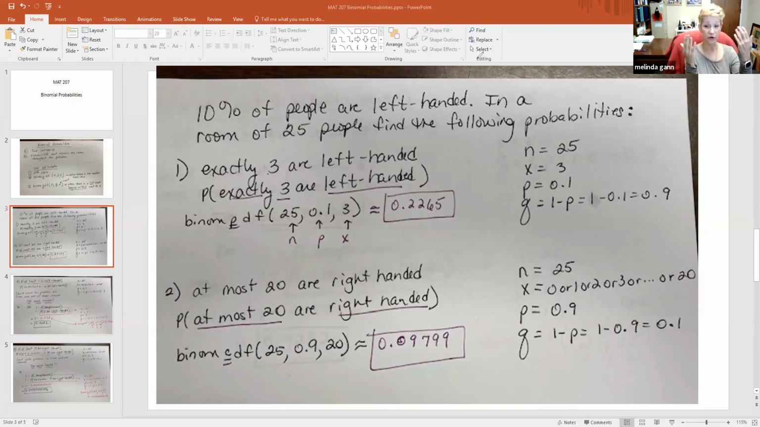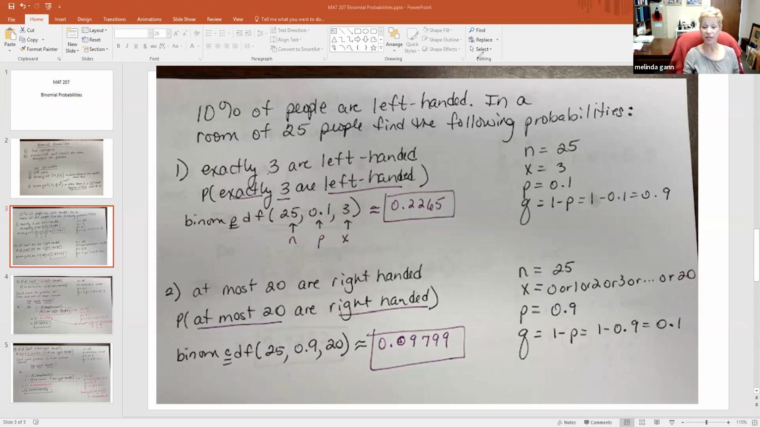Either you're right-handed or you're left-handed, and your chance of being left-handed is always 10% according to this problem. So I go fill in my N, my X, my P, and my Q. So my total is 25. Remember, my X are the numbers in the parentheses, so 10 or 11 all the way to or 25. P's got to be the category in the parenthesis, which is right-handed. So if 10% are left-handed, 90%, the rest have to be right-handed. So that's where I got the 0.9. And then 1 minus P gives me Q.